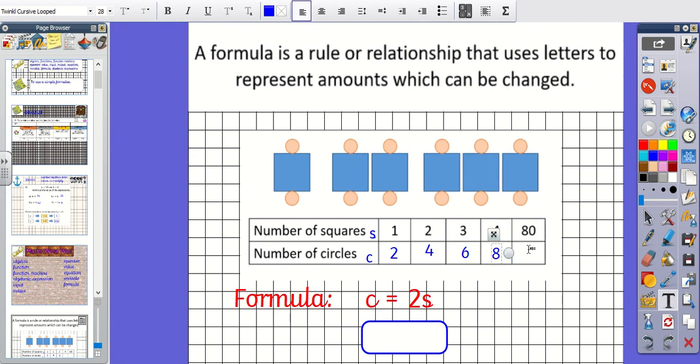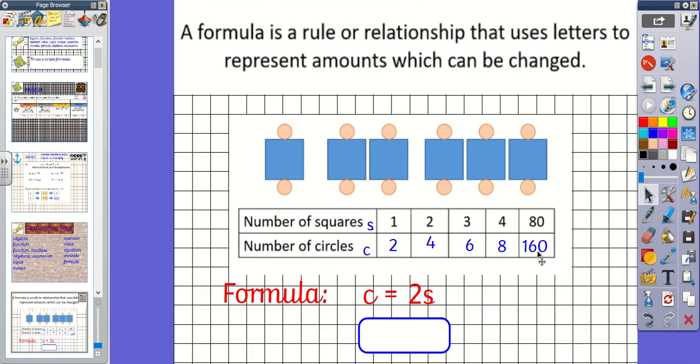For the next one, to find the number of circles for 80 squares, I need to multiply 80 by 2. I know that 8 and 8 is 16, times that by 10 gives me 160. So that would be my formula: C to work out the number of circles, I multiply the number of squares by 2, 2s.